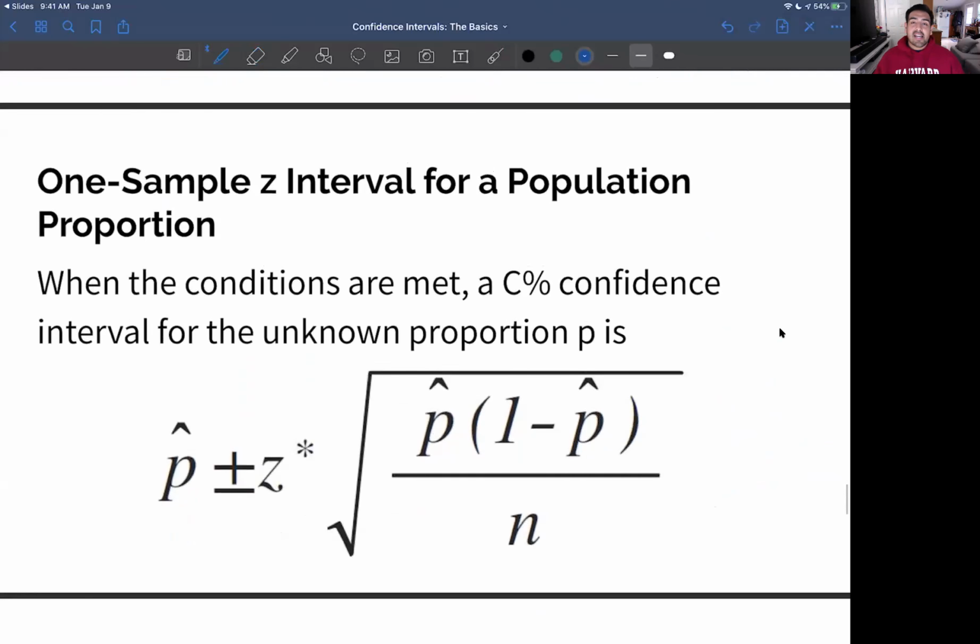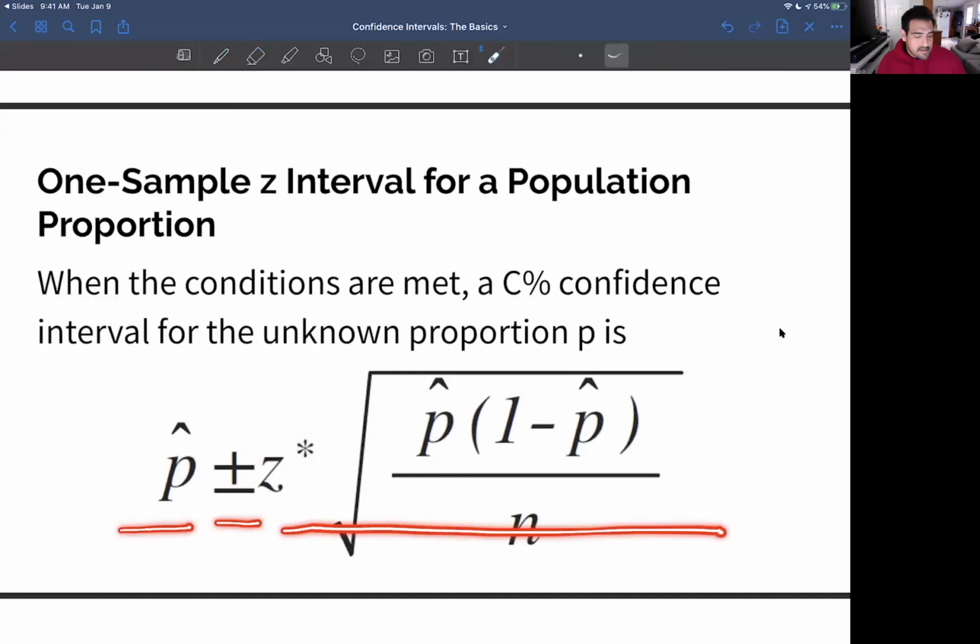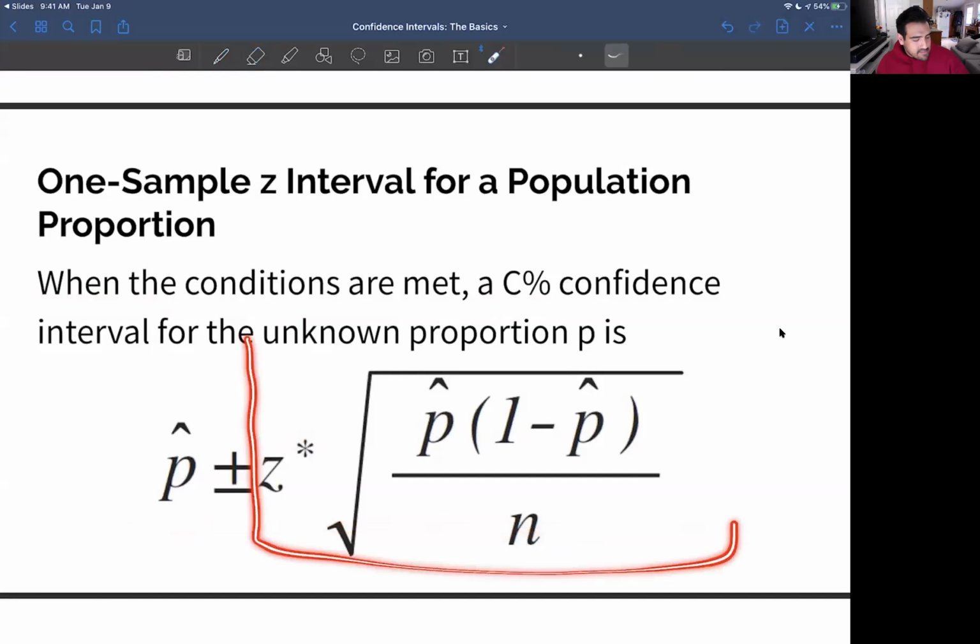So let's get an actual formula. For a 1 sample z interval for a population proportion, we need to make sure all the conditions are met. The level of confidence is going to affect our critical value. And this is our equation, the point estimate plus or minus the margin of error. Remember, all of this is the margin of error. The margin of error is broken up into 2 parts, the critical value and the standard error of the statistic, the standard deviation of the statistic.